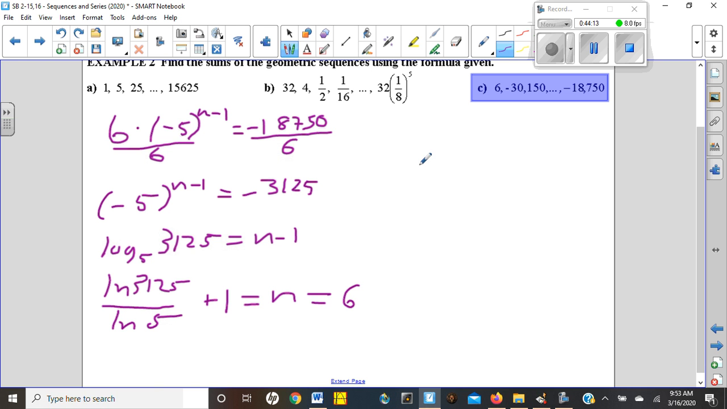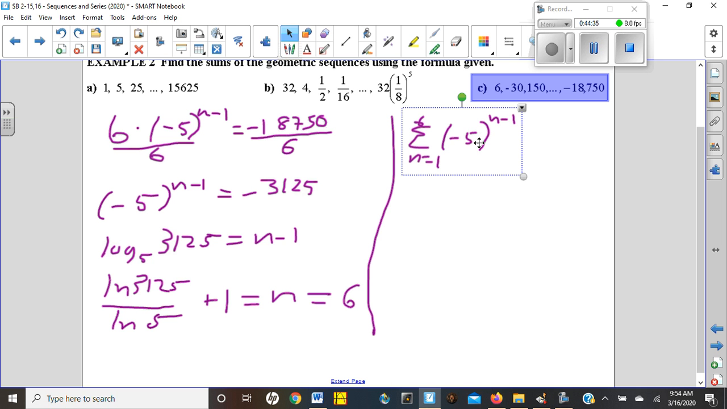And so now we can finish this problem. Summation statement is going to be the sum from n equals 1 to 6 of, this is where we got to remember to bring that negative 5 back in, negative 5 to the n minus 1 times 6. I actually kind of like to write my 6 out front, so I'm gonna try to squeeze it in there. Sorry about that.